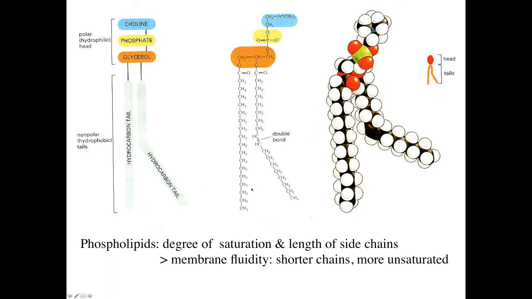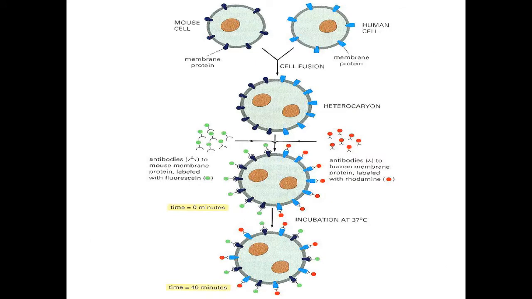Remember that phospholipids can show different degrees of saturation, and they can have different length carbon side chains. And we can generally say that the greater the membrane fluidity, the shorter the side chains and the more unsaturated the side chains. Now, membrane fluidity, it turns out, is a fairly important concept. And what do we mean by membrane fluidity? We simply mean the ability of molecules to move around within a membrane.